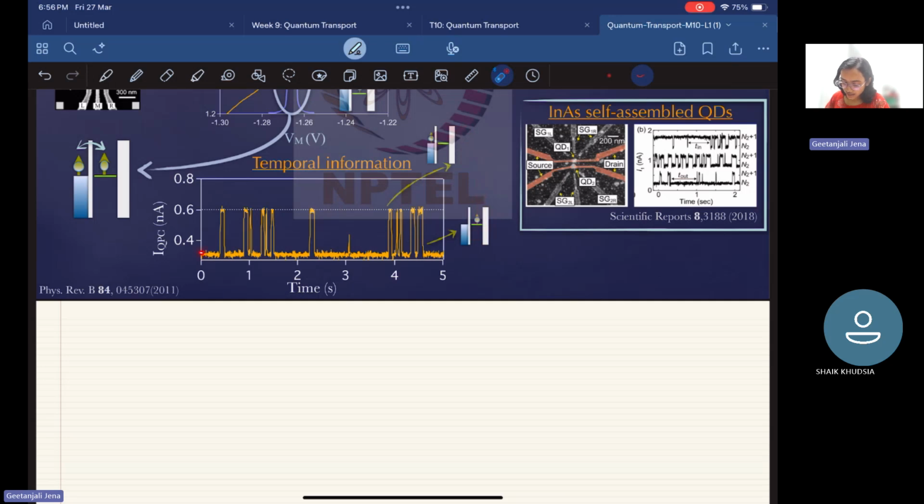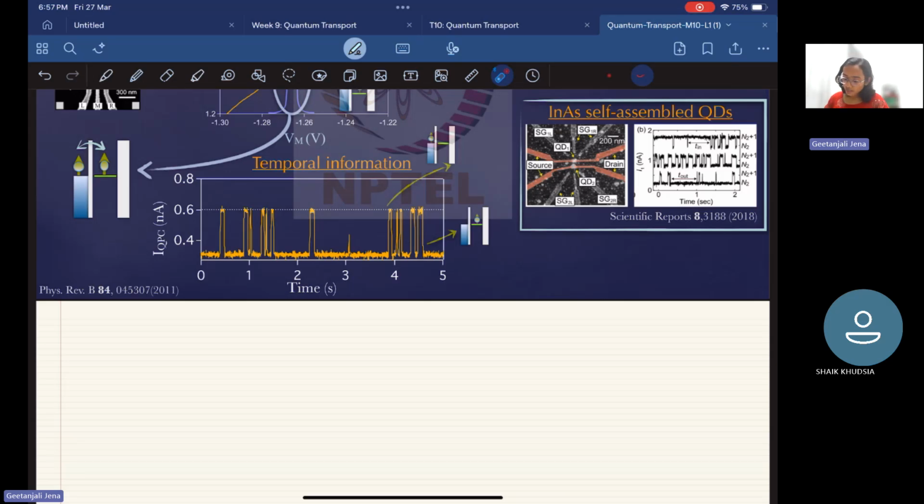You can see that there are many random tunneling events that can give you additional information. This is also experimentally seen in an indium arsenide self-assembled quantum dot, where you can see the same type of behavior with respect to time.